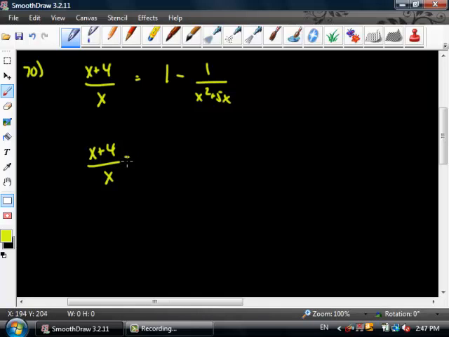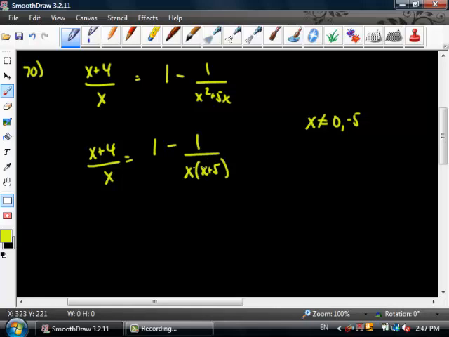Okay, number 70. So this is going to be x plus 4 over x equals 1 minus 1 over x squared plus 5x. Okay, so David, first thing I'm going to do is factor this out. So this is going to become x plus 4 over x equals 1 minus 1 over x times x plus 5. You good with that so far? Okay, so now I need a common denominator. Well, first of all, I'm sorry, I got to establish my domain. X cannot equal 0 or negative 5. Right? You got that, David?